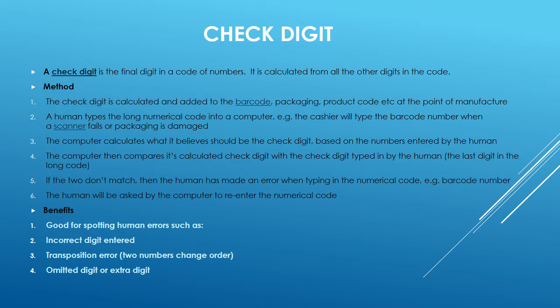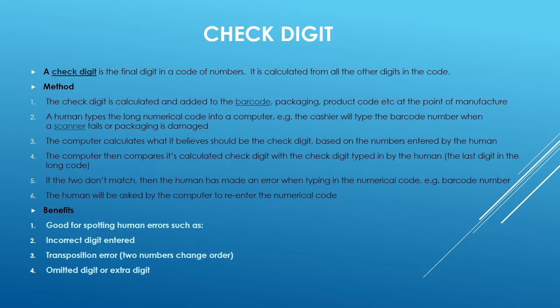Number 4. The computer then compares its calculated check digit with the check digit typed in by the human. That is usually the last digit in the long code. If the two don't match, then the human has made an error when typing in the numerical code, for example, barcode number. The human will be asked by the computer to re-enter the numerical code.